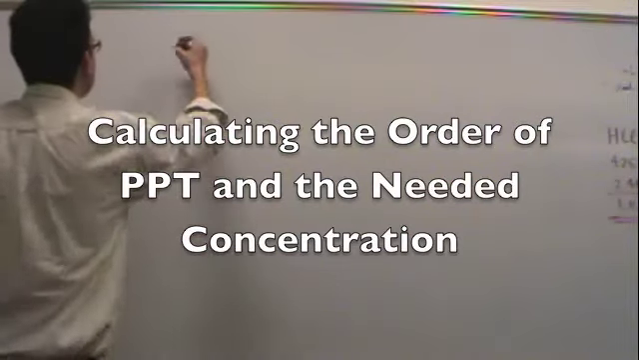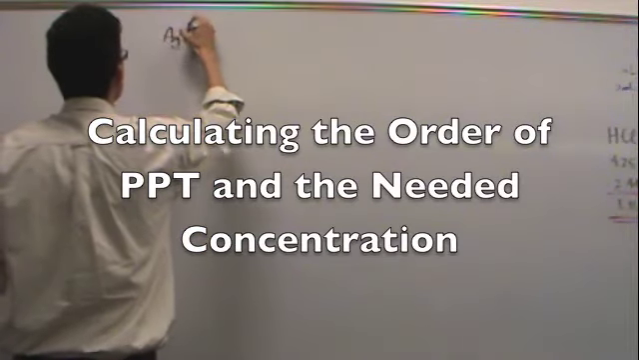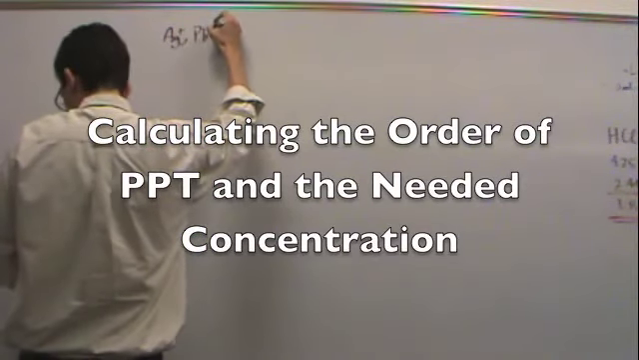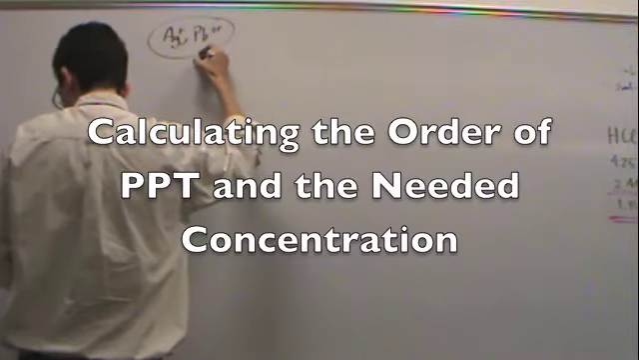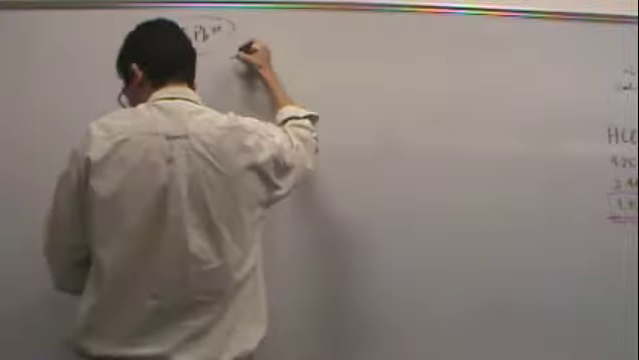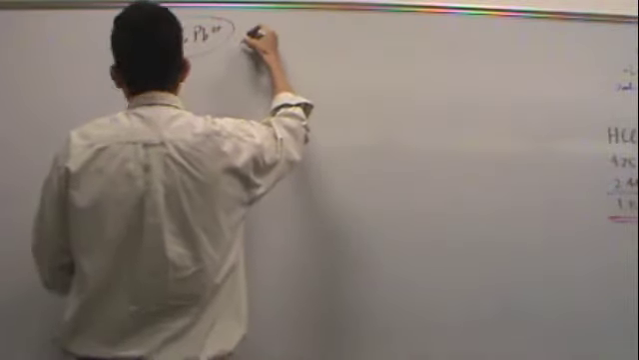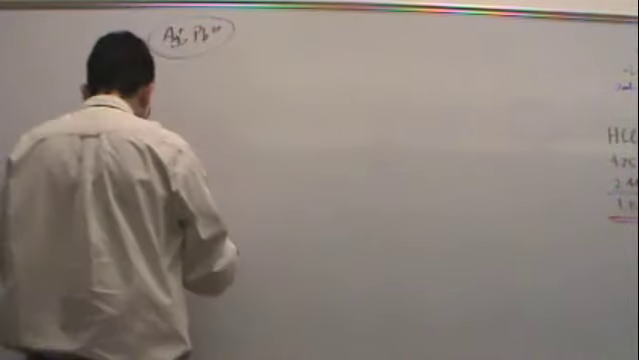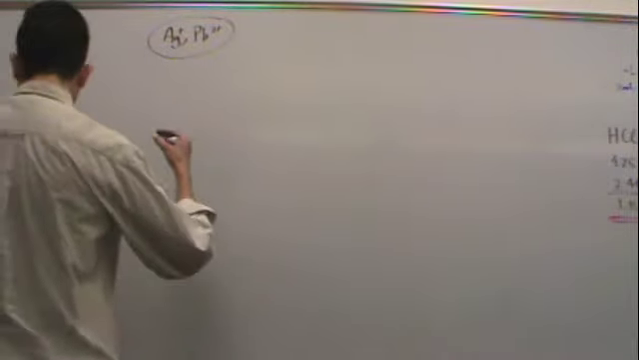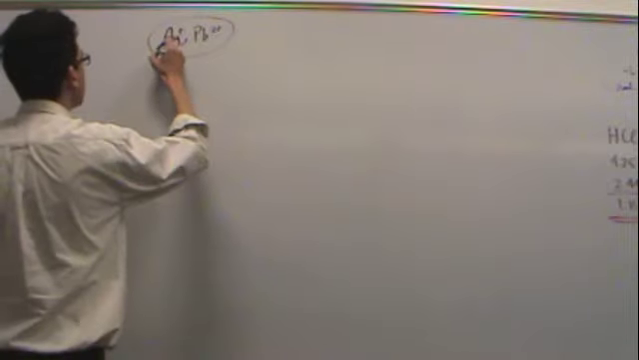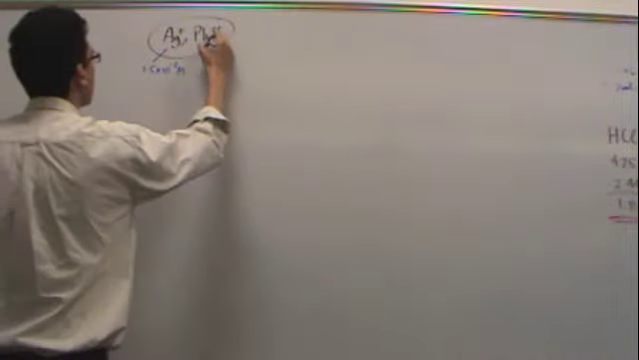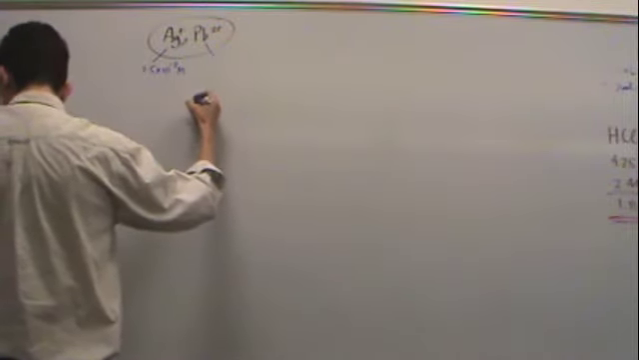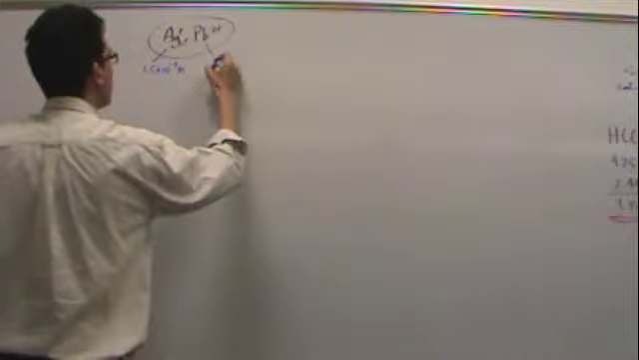A solution contains silver and lead. So we have a solution of that. And then I think we know some concentrations, so let's write that down. The concentration of the silver is 1.5 times 10 to the minus 2. The concentration of the lead is 5.0 times 10 to the minus 3.